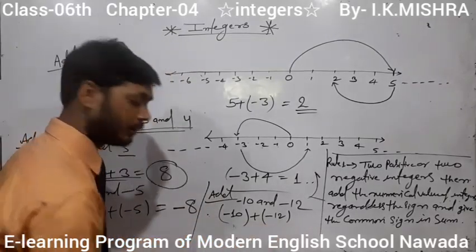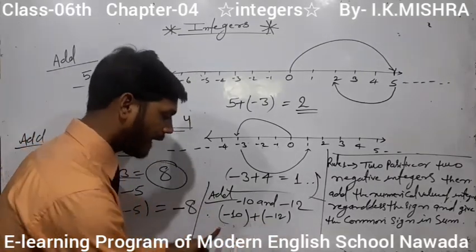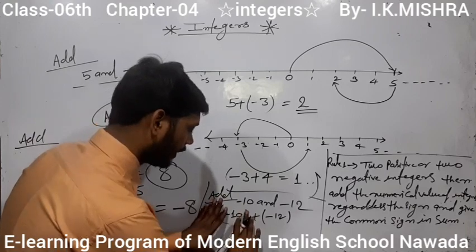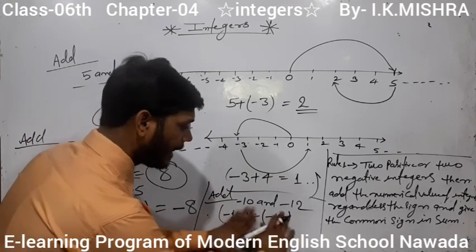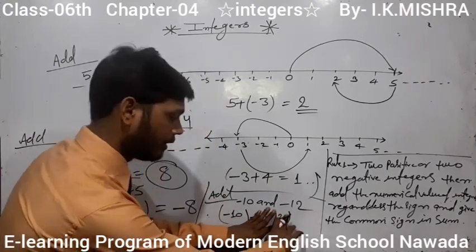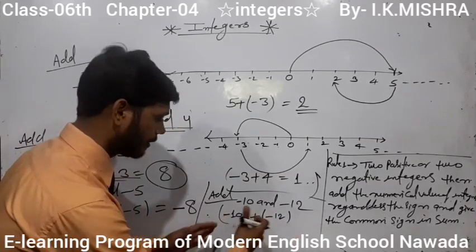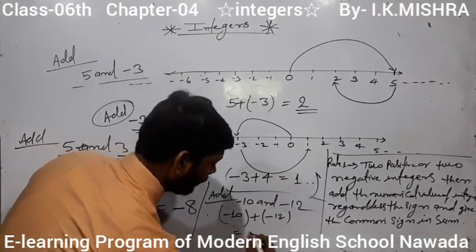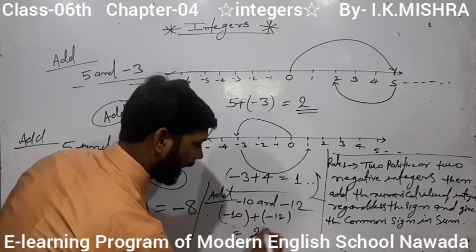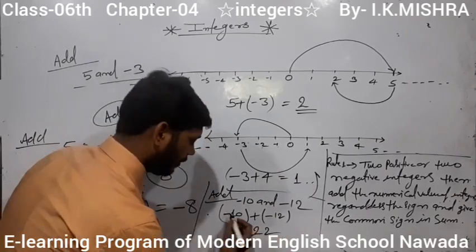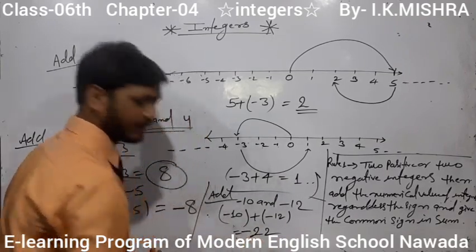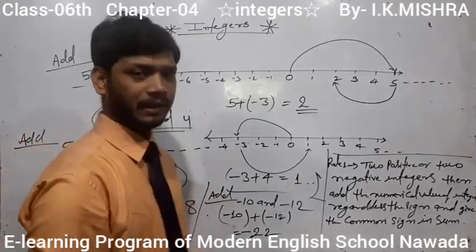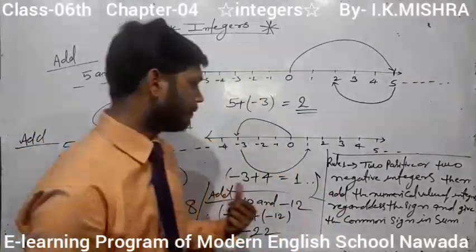So students, write it. First of all add this value. This value is 10 and this value is 12, regardless of the signs. So it will be 22 and its sign will be negative, the minus sign here. I think this is completed.